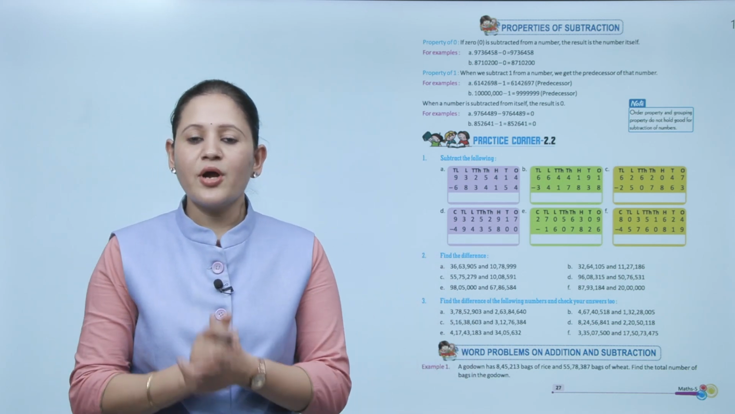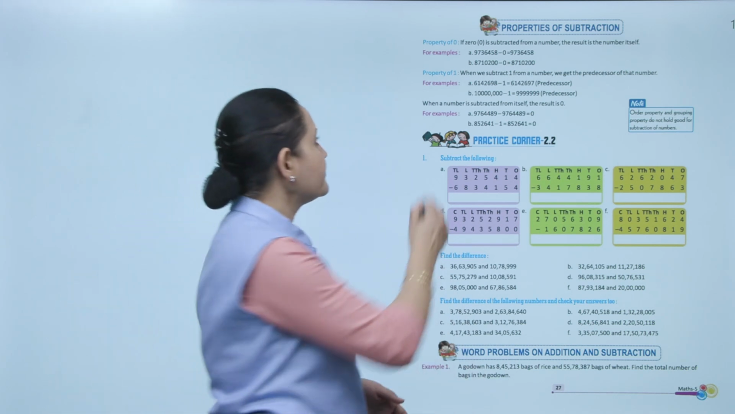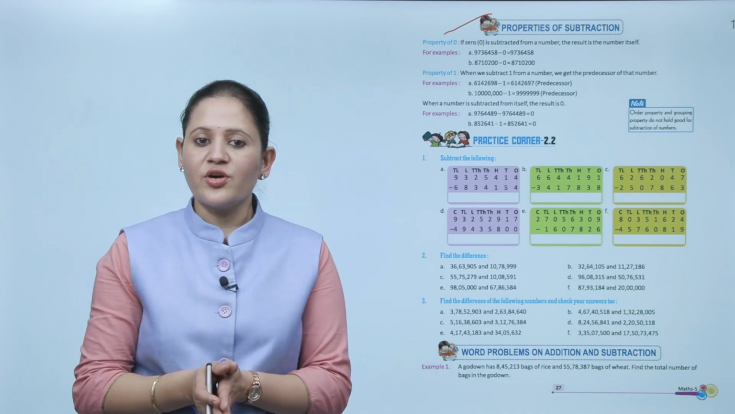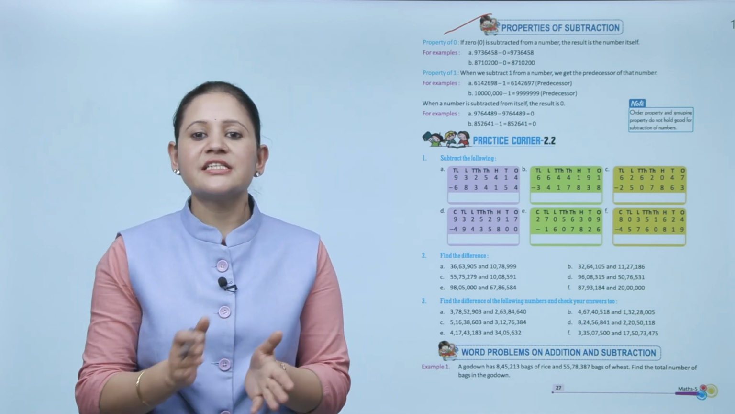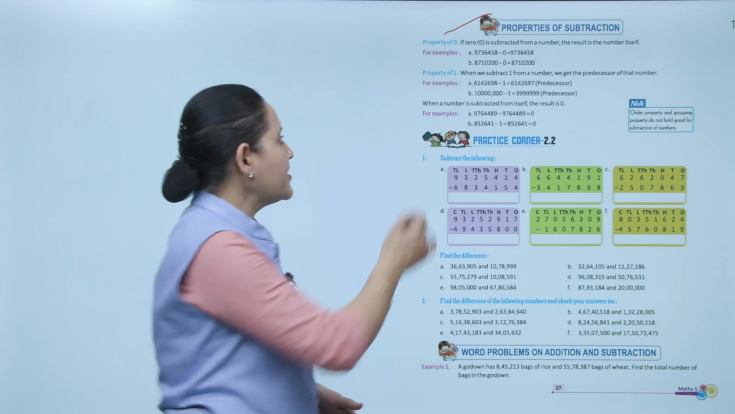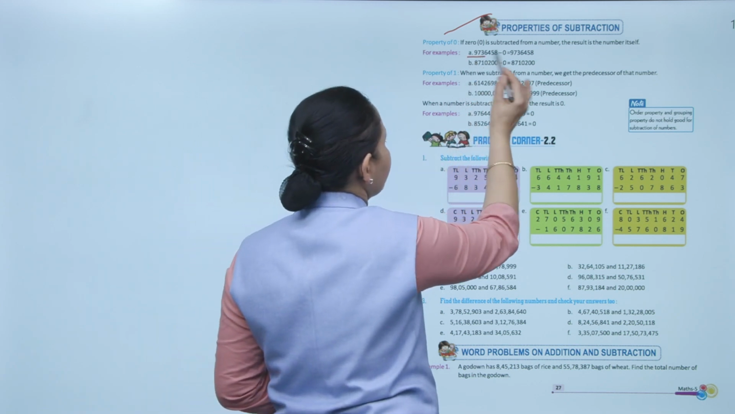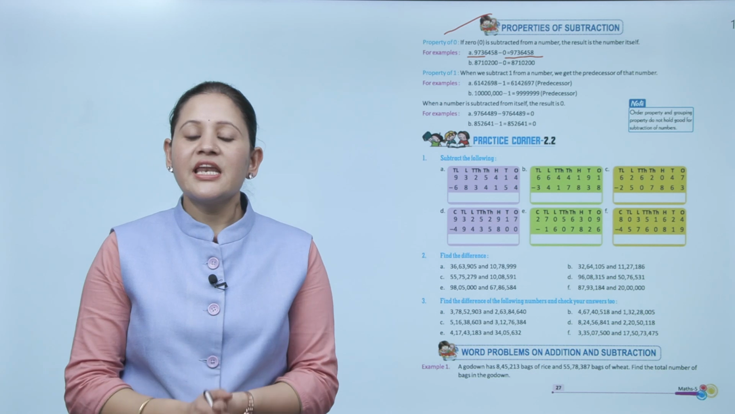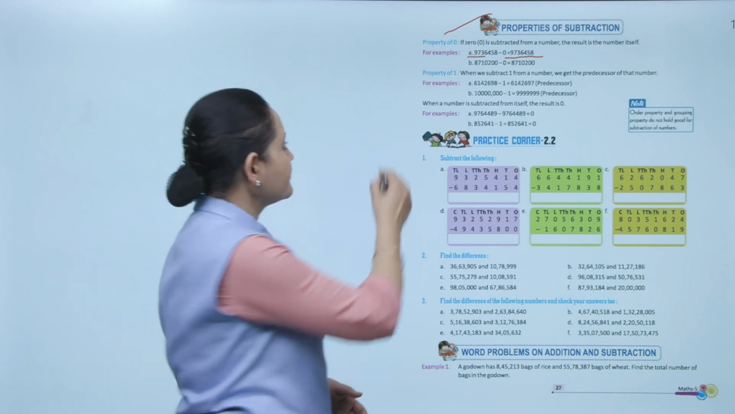Next is properties of subtraction. Properties of 0. If 0 is subtracted from the number, the result is the number itself. If we subtract 0 from any number, we will get the same number as the result. Clear? Next, properties of 1.